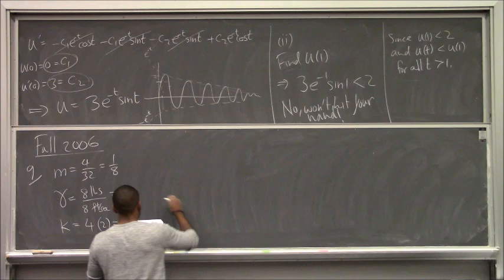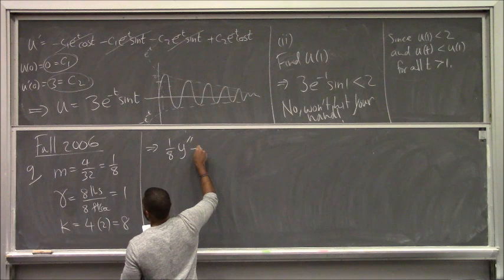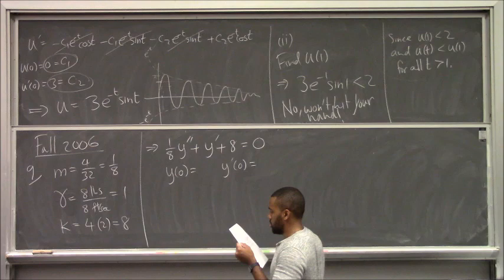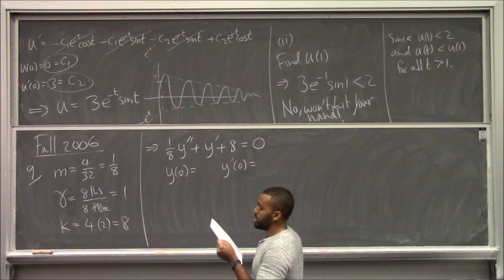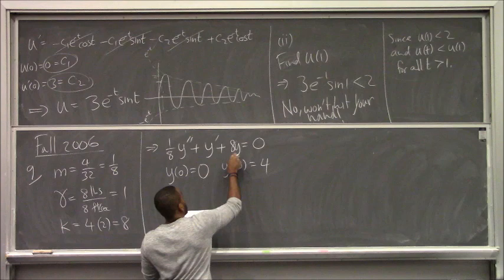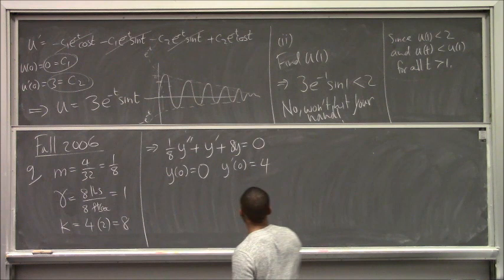So this means we have 1/8 y double prime plus y prime plus 8y equals 0, where y of 0 and y prime of 0. Y of 0? Beginning in its equilibrium position, the weight is given an initial velocity of 4 feet downwards. Is it 8 or 8y? 8y. So that's that.